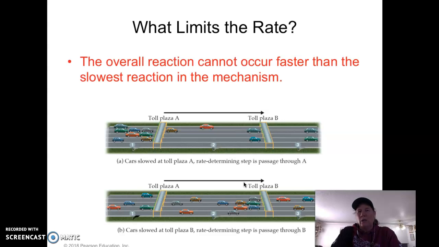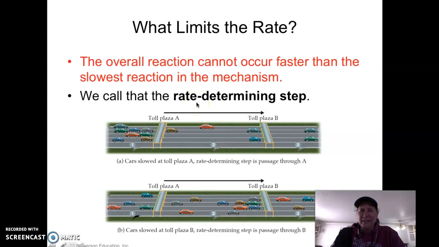Okay, so what limits the rate at which it occurs? Well, the overall reaction of anything can only occur as fast as the slowest mechanism. That's like the phrase, you're only as good as your weakest link. If you look here, we've got cars going, and they can only get through one lane here. So this step slows it down. Even though they can zip right through here, because it takes a while to get through here, this slows your whole thing down.